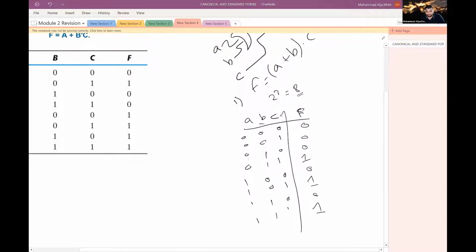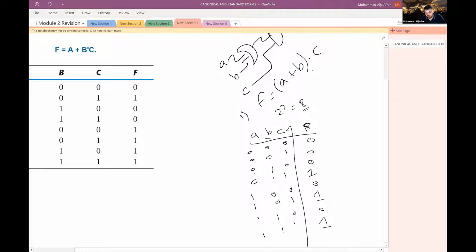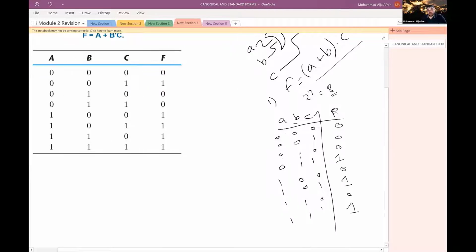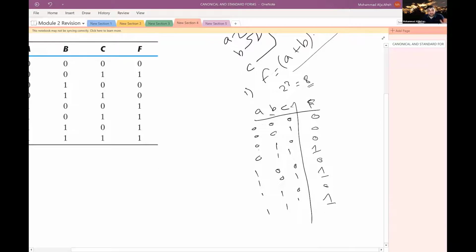In addition to the English description, we can say here that we are ORing A with B, then the resultant is ANDed with C. Now we should agree on a standard way to describe my digital circuit. That standard way can be either a sum of products or a product of sums.